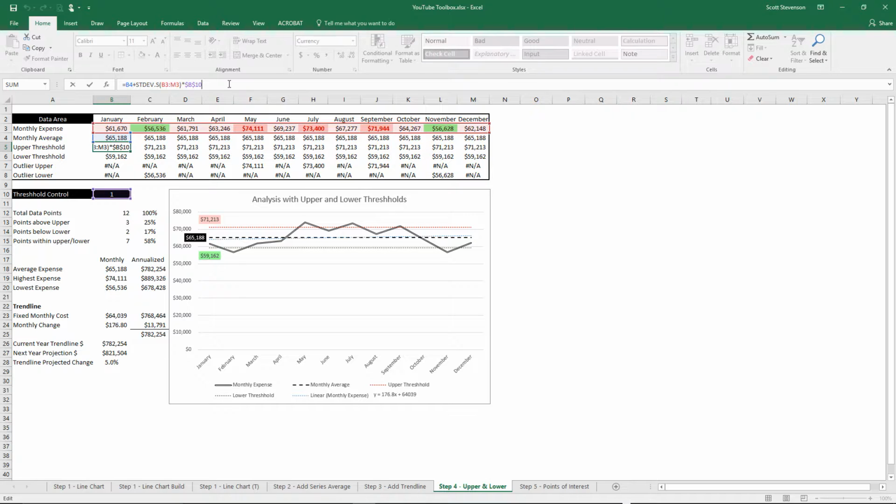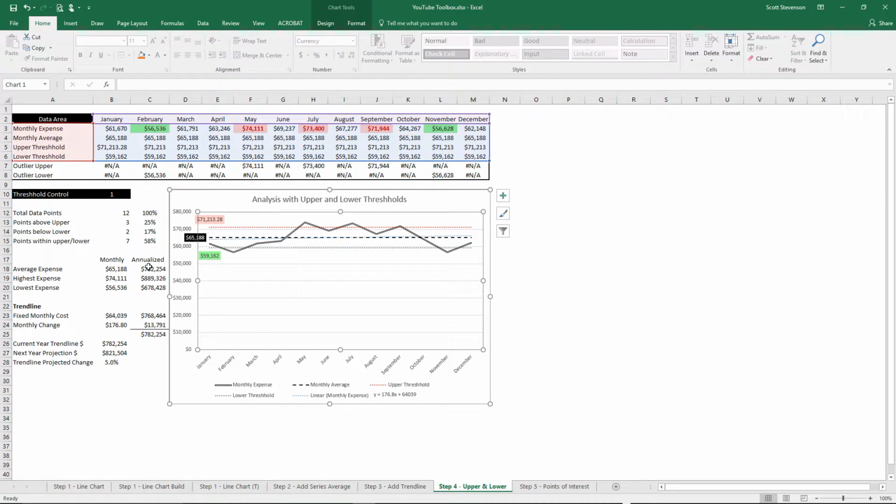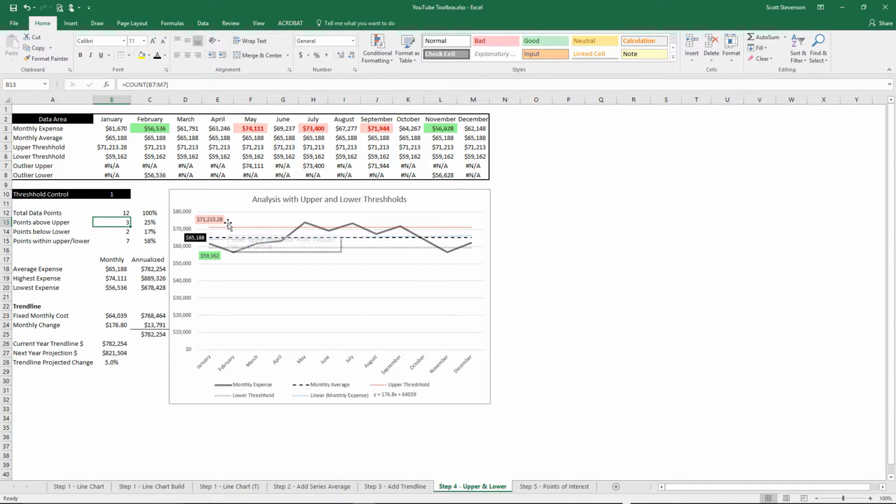What's a standard deviation? It's the deviation of the individual monthly data points from the average. And there is a mathematical formula for it. I'm sure not going to worry about it. Thank goodness Excel knows it. I just put in the function here, it makes the calculation and tells me what that standard deviation is, and shows that, when I move off here, it shows that the upper level is $71,213 and the lower level was $59,162, with the average of 65,000.